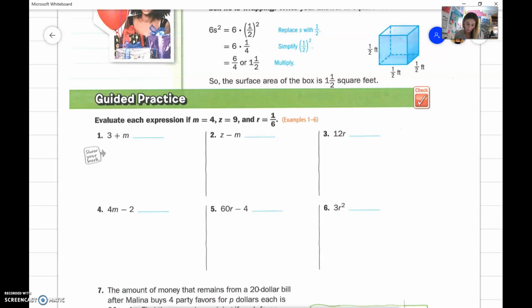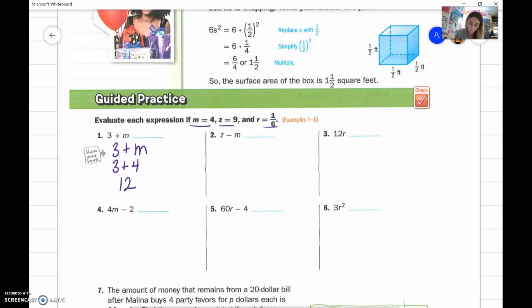Taking a look at this, I noticed that it is telling me what everything equals right here. M equals 4, Z equals 9, and R equals 1/6. So we're first going to rewrite the problem. 3 plus M. Now I'm going to replace my M with 4. So 3 plus 4. I'm replacing the variable. That equals 7. Again, notice my expression is getting smaller. I started here, went here, and now I have my answer right here.